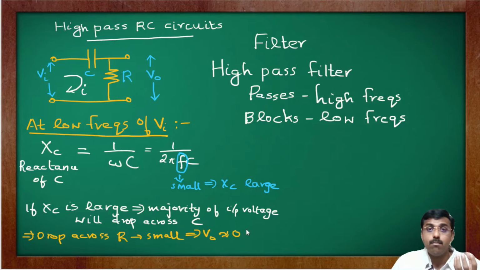So it blocks low frequencies, or heavily attenuates low frequency components. It will not pass low frequency components to the output, to drop across the resistor, because the reactance of the capacitor is large. Let us see what happens at high frequencies.